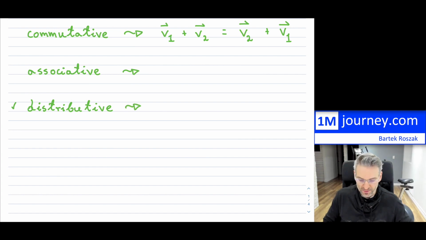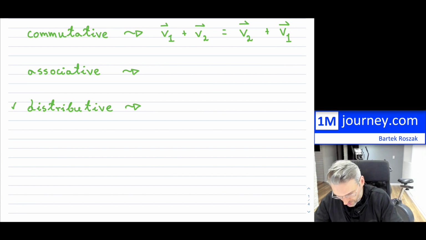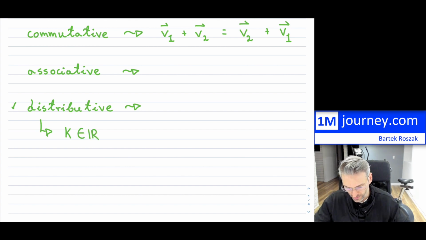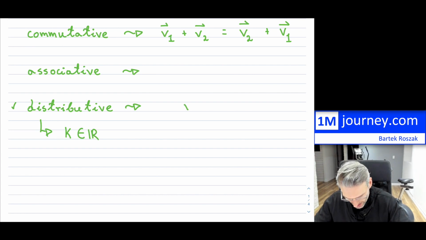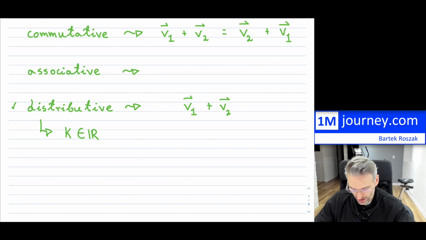So for the distributive property, this one is actually pertaining to distribution with a scalar. Let's assume that our scalar is k, and that scalar is some real number, and we want to add two vectors together. So let's say you had v1 plus v2, like so. Now, we know that we can go ahead and add these.